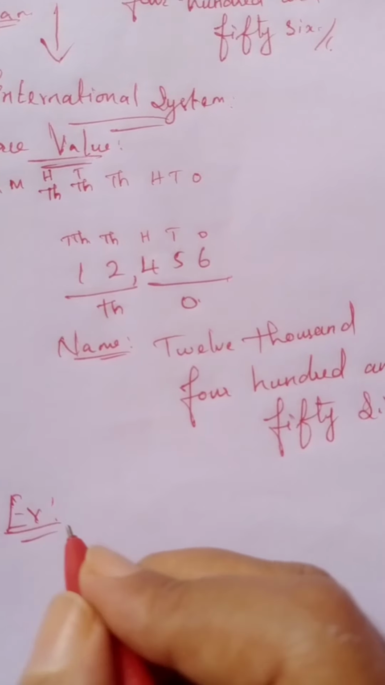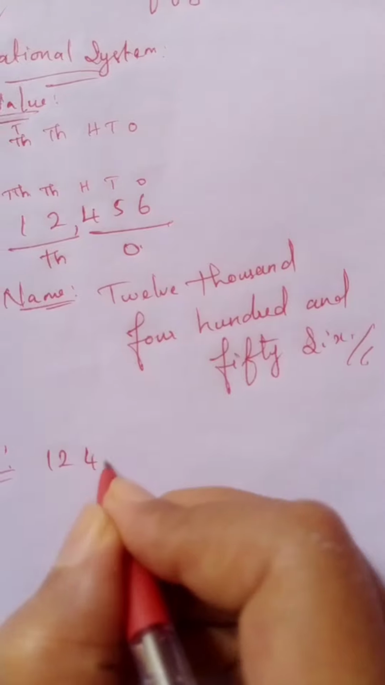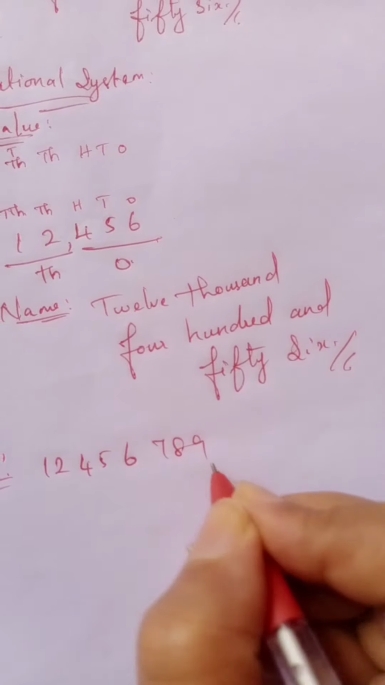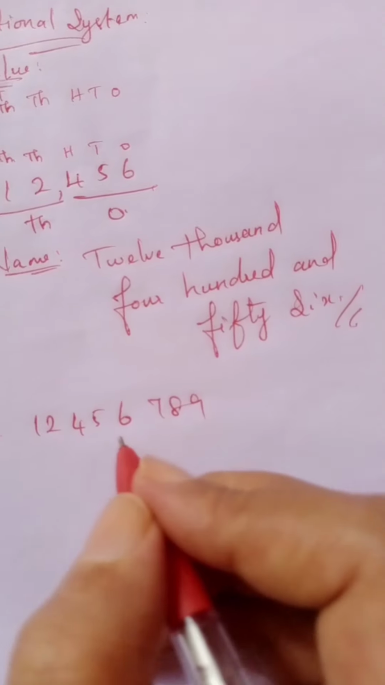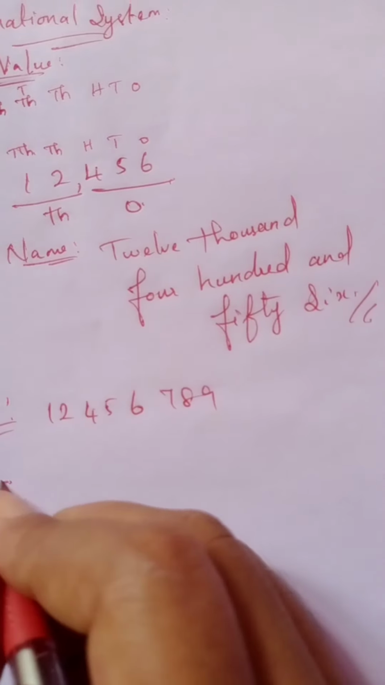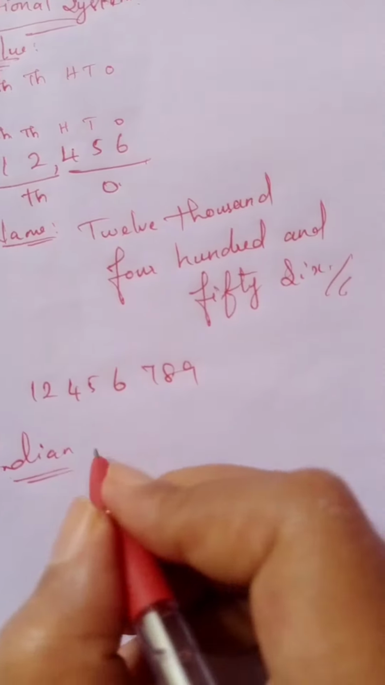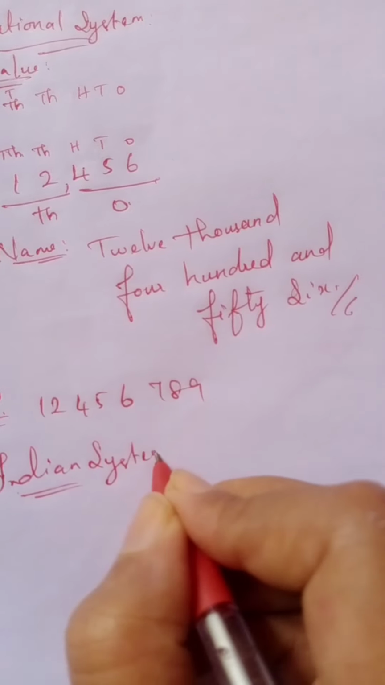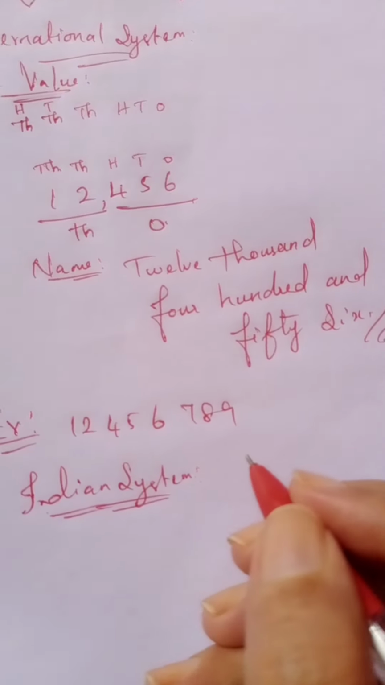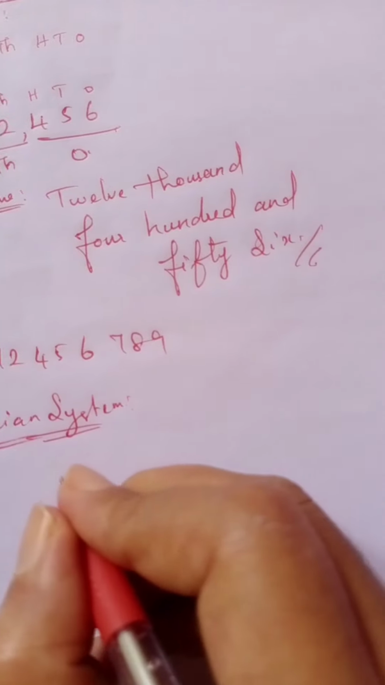Now let me give one more example which will help you a lot to understand this concept. So example 2, that is 1, 2, 4, 5, 6, 7, 8, 9. Okay, now this is an 8-digit number, is it? Okay. First, let me write the number name in the Indian system. Next, we can write that number name in the international system.